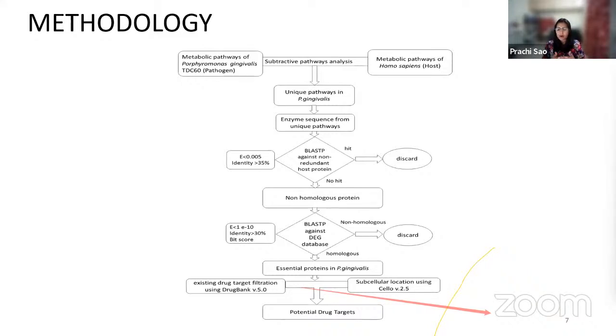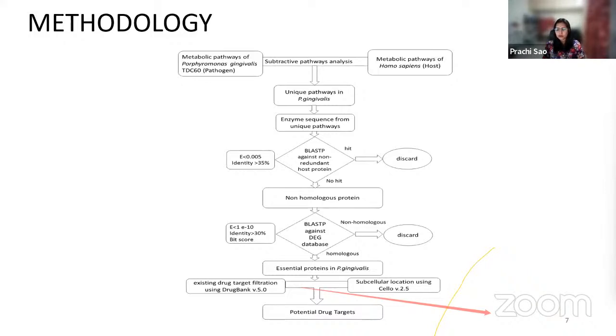Now we have all the non-homologous sequences. We have to understand whether these sequences are essential for the bacterial survival, or whether they have a good virulence factor. We cannot just target any sequence or protein. It has to play a significant role in the bacteria.